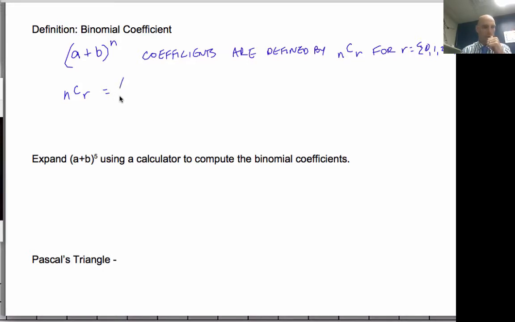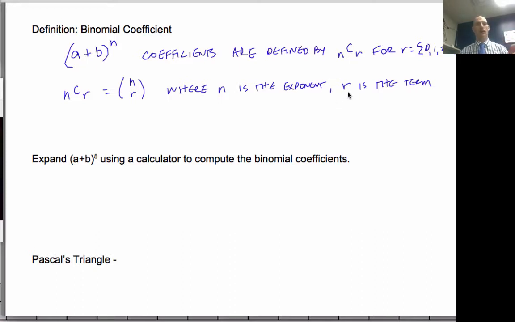This is another way to notate this. nCr, when we stack n over r, it looks like this, where n is the exponent, and r is the term. Okay, what does this actually mean?